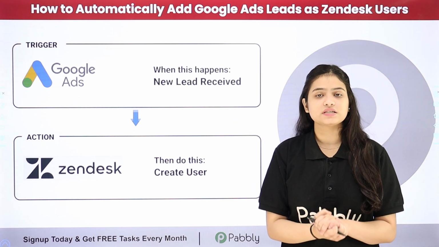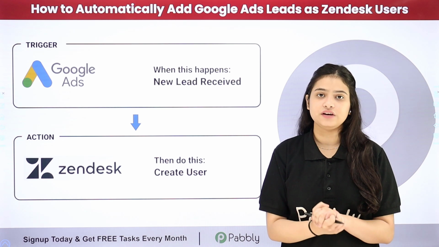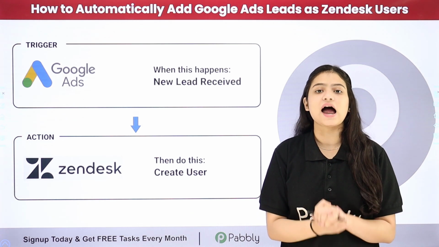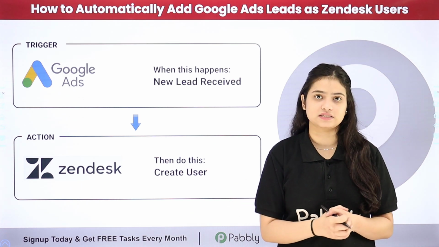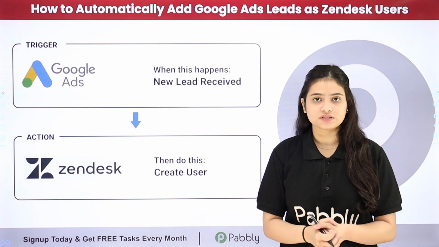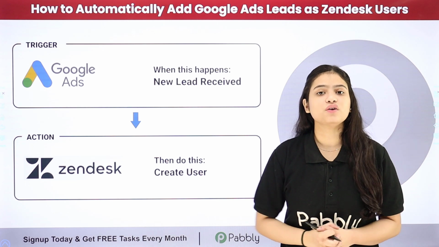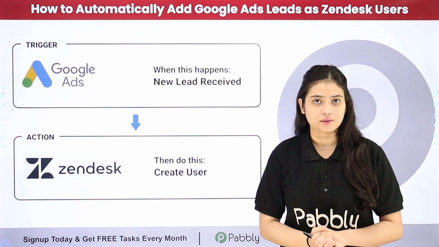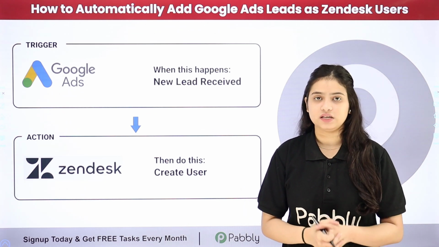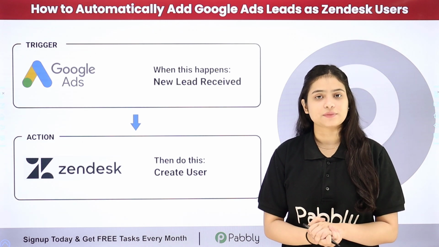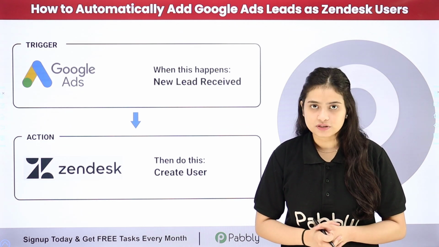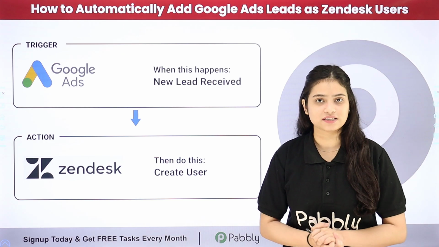So my objective is that every time I'm going to receive a new lead from Google Ads, I want to directly add that lead as a user in Zendesk. Now, to automate this entire process, we will have to set up the connection between Google Ads and Zendesk, and that we are going to do without any coding and any programming skills, simply with the help of Pabbly Connect. So if you also want to learn this amazing automation step by step for your business, for that let me take you all towards my screen.